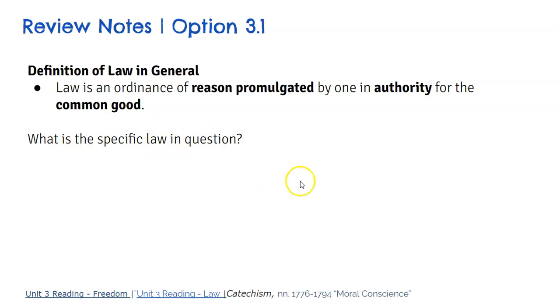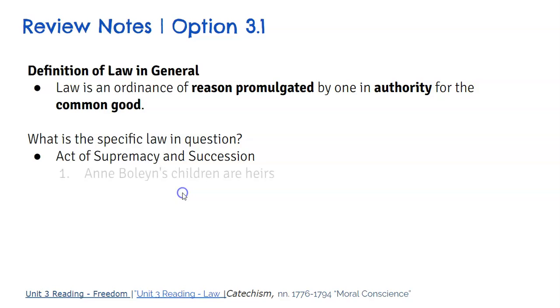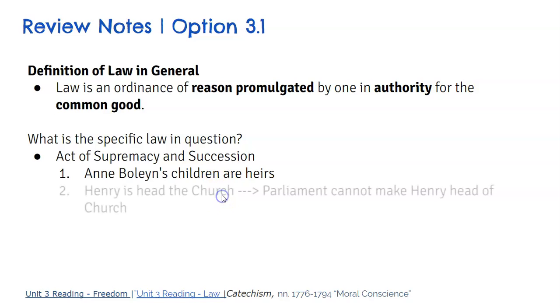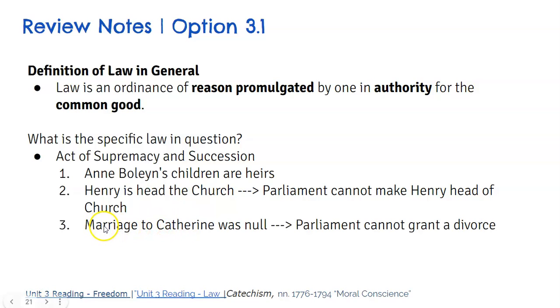So, what's the specific law in question? We just went over this. It's the act of supremacy and the oath of succession. I think it's actually the oath of supremacy and act of succession. So again, what did the law stipulate? Anne Boleyn's children are the heirs. Moore would have signed it if that's all it said. But the problem here is it makes Henry the head of the church. And Parliament can't do that. It's not within their legal scope or moral scope. And making the marriage to Catherine null, again, that's not within the proper authority of Parliament.